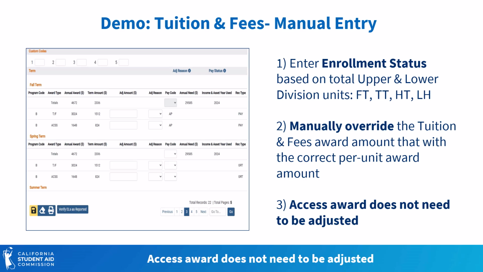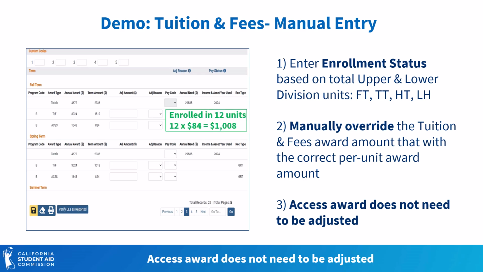In this demonstration video, our sample student is enrolled full-time for both fall and spring terms. We'll use semester award amounts in our demo. First, we'll report enrollment. Remember that enrollment status is based on enrollment across upper and lower division classes.